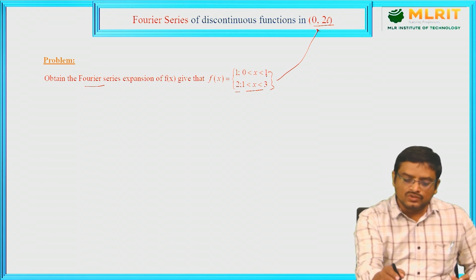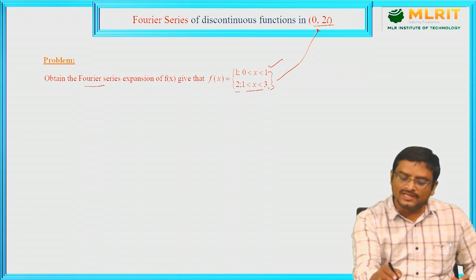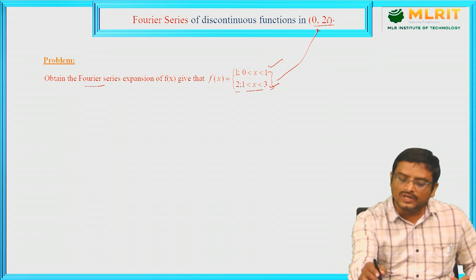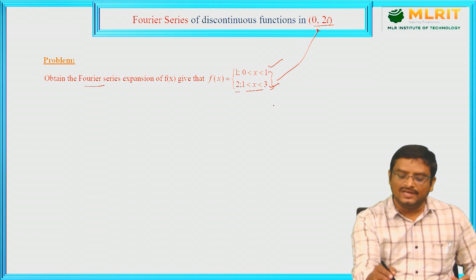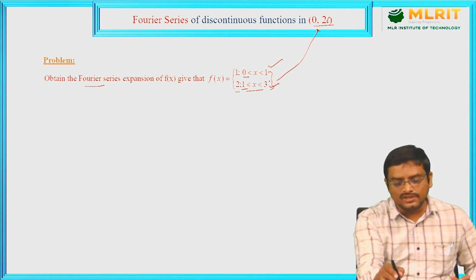Okay, so now first we will see how to construct the interval of the form 0, 2L here. So we have two conditions: 0 less than x less than 1, and the second condition is 1 less than x less than 3. From these two conditions I want to construct the interval, and I will compare that interval with 0, 2L, and I will get the value of L here.